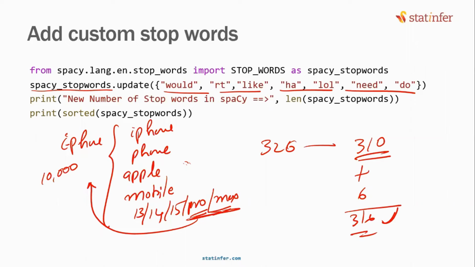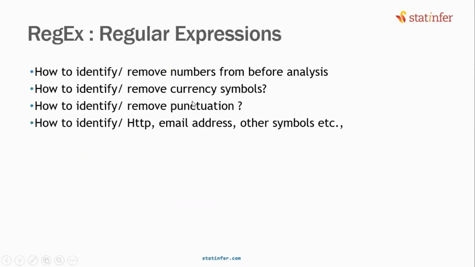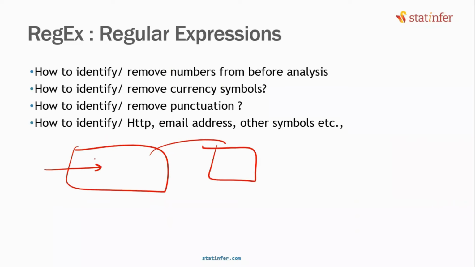The next one is a very, very important one. Sometimes you may have numerical values inside your text. You may have to identify them and remove them, or you may have to extract them and keep them in a different file. Something like a date value, 15 December 2022, something like a time value. Sometimes you have currency symbols, dollars and pounds and rupees and all that.